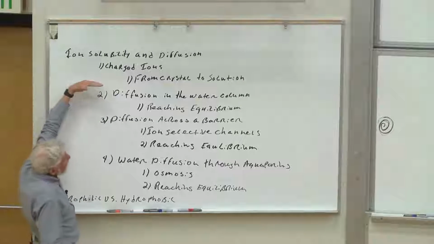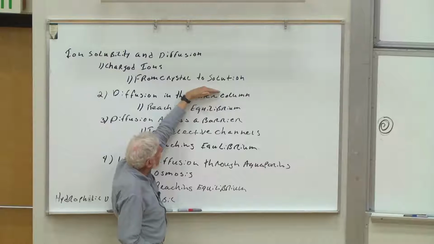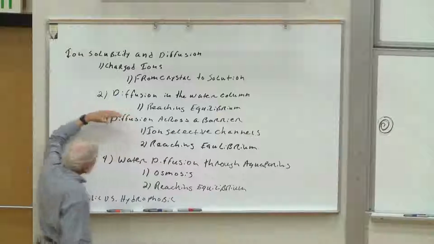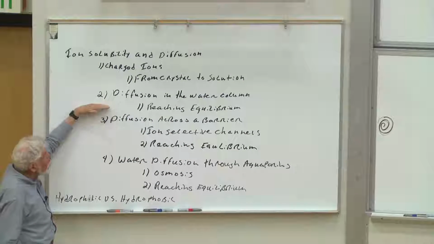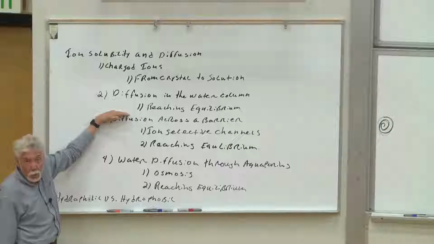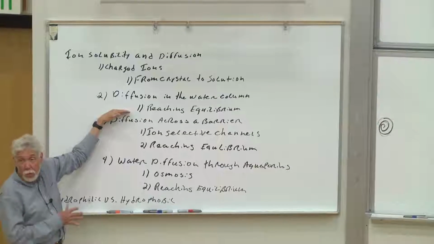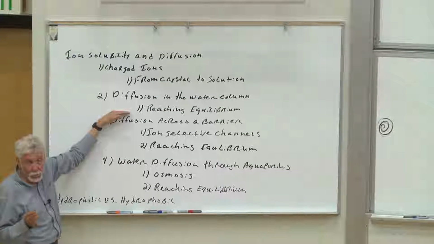So we'll go from this idea of a crystalline structure to the ions distributed in the water column, and we'll think in terms of the diffusion of these ions in the water column providing a new equilibrium. And we'll talk about how this equilibrium is reached simply by the random walk of these molecules.